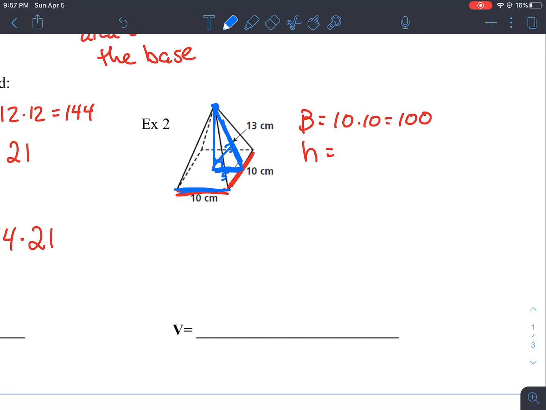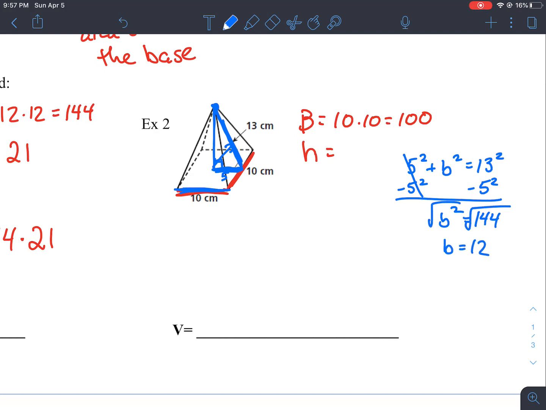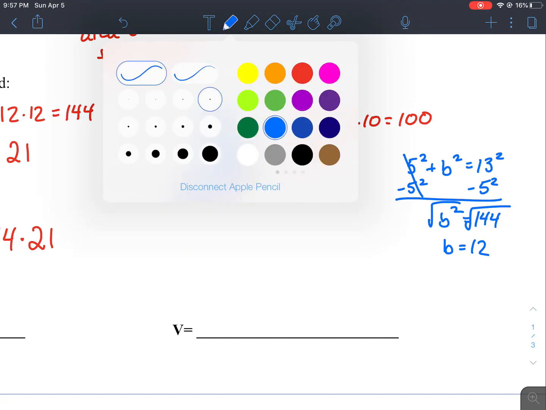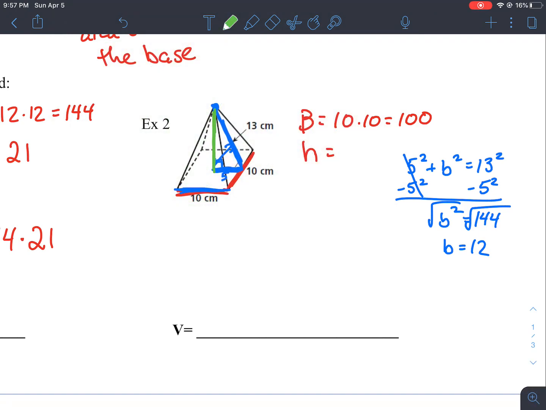So now I can set up a Pythagorean theorem problem to find the height. So Pythagorean theorem, 5 squared plus b squared equals 13 squared. If we subtract the 5 squared from both sides, 13 squared minus 5 squared is 144. We take the square root of that, b is 12. So this missing piece, which is the height, is 12, and we can plug that in.